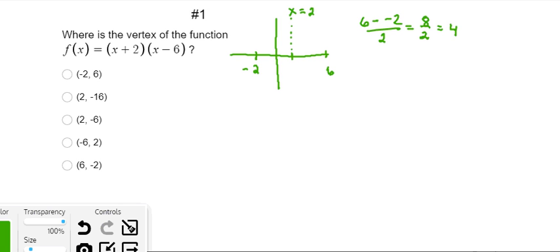So now I'm looking at 2 plus 2 times 2 minus 6, that is 4 times -4, that equals -16. That is the y coordinate of my vertex. So my vertex is (2, -16).